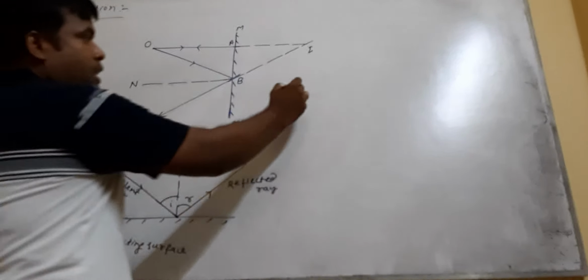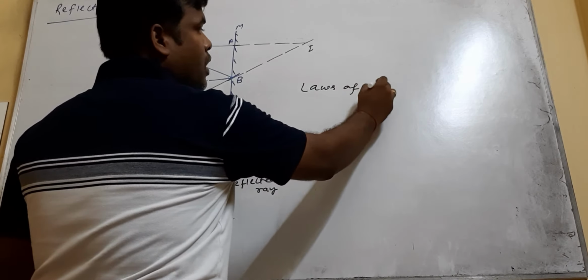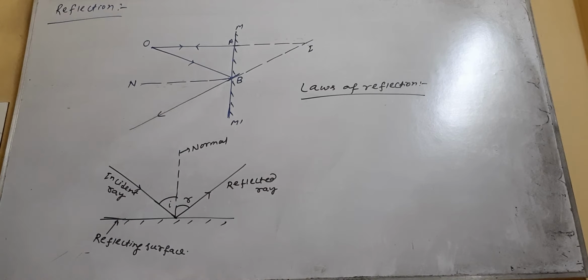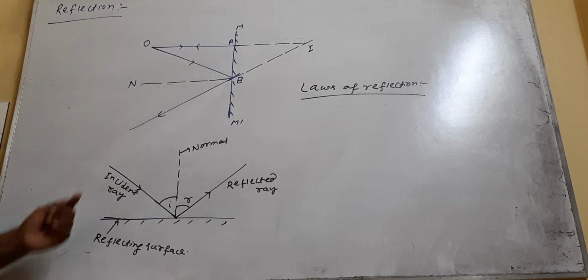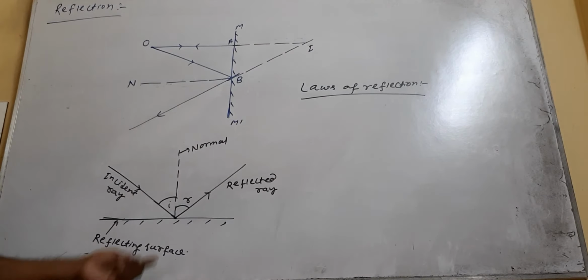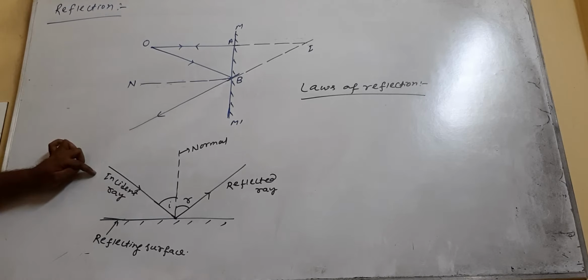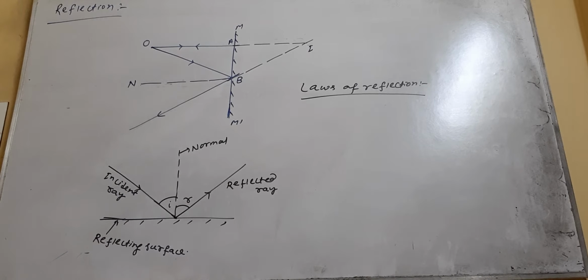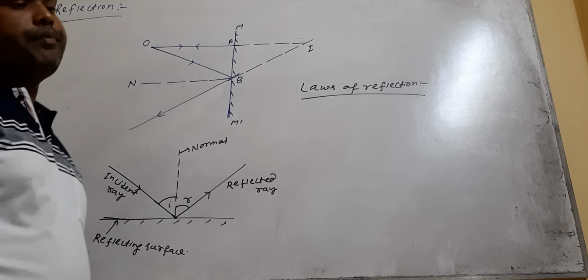So now, what are the laws of reflection? You see, the ray coming towards the reflecting surface is called the incident ray. The ray that returns back from the surface is called the reflected ray, and this is the normal. There are two laws. The first law is that the incident ray, the reflected ray, and the normal at the point of incidence all lie in the same plane.